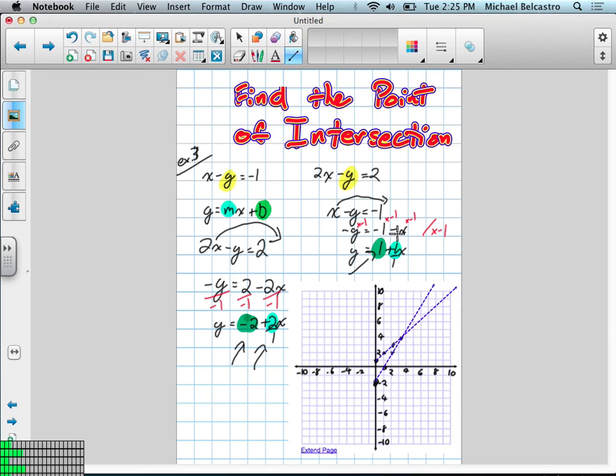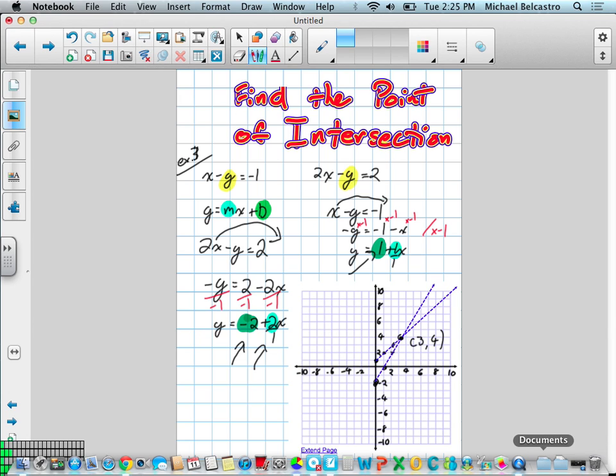At what point does it look like it's crossing? 3 and 4. Yeah, right about here at 3 and 4. That is our point of intersection. That's all they're asking you to do in those other questions there. Pretty straightforward.